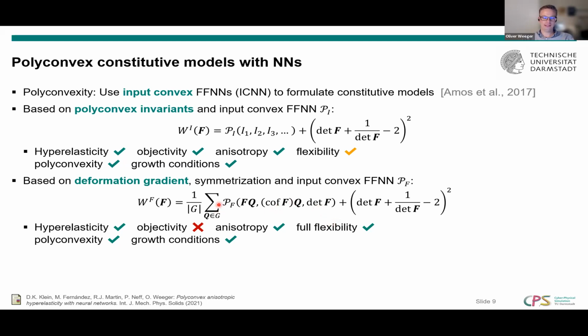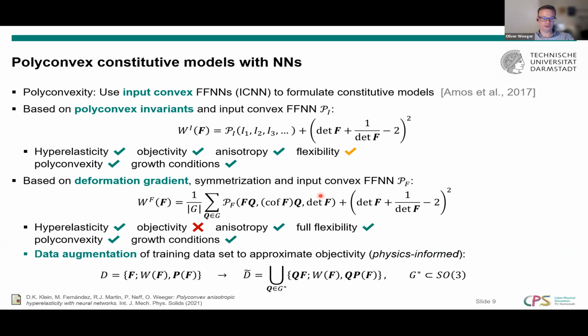now with the polyconvexity, meaning that we still have this symmetrization operation. And we take now an input convex neural network P of F, where we use the deformation gradient, the cofactor, and the determinant as separate inputs. This gives us the full flexibility, but in this case, we are missing the objectivity because basically it is not possible to formulate a function directly in terms of F, cof F, and det F that is objective. So in this case, in order to get the objectivity, we do not use a physics-guided or physics-augmented approach, but a physics-informed approach in the sense that we augment our data set.